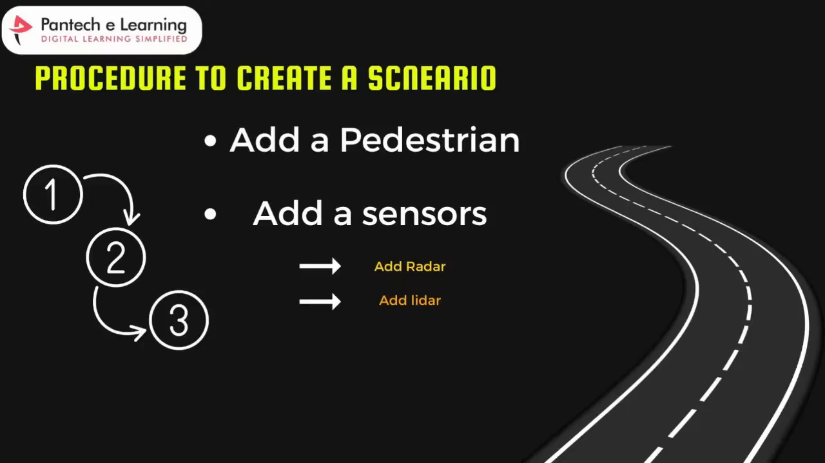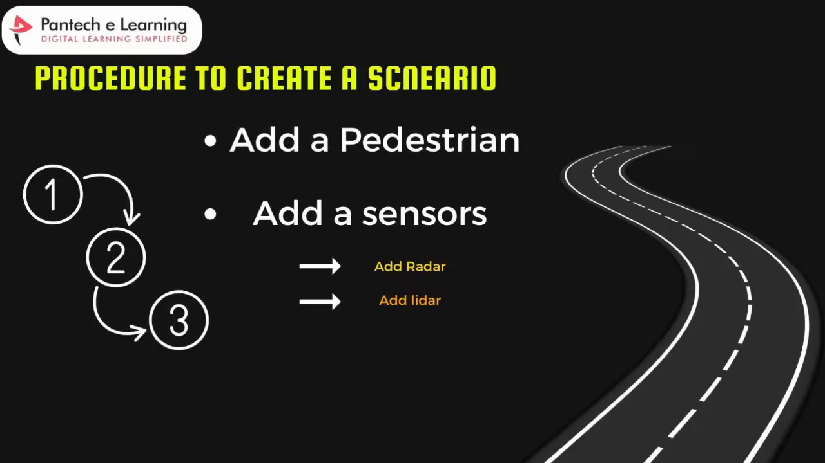Radars. So next we are going to add the radars. Radars are the sensors that use radio waves to detect the objects and measure the distance, speed and direction. So they are useful for detecting the objects in poor visibility conditions or at longer ranges.